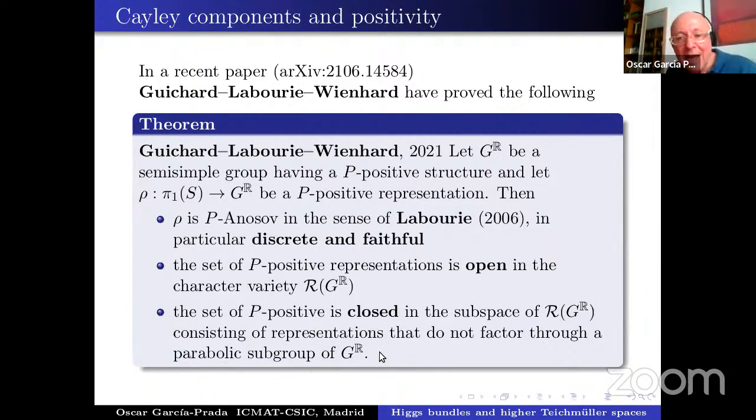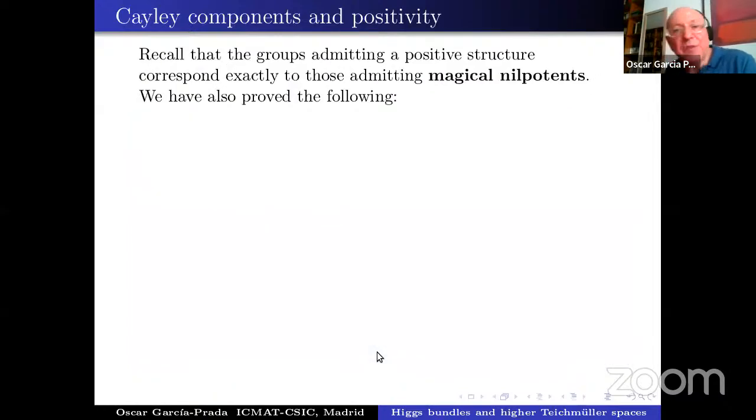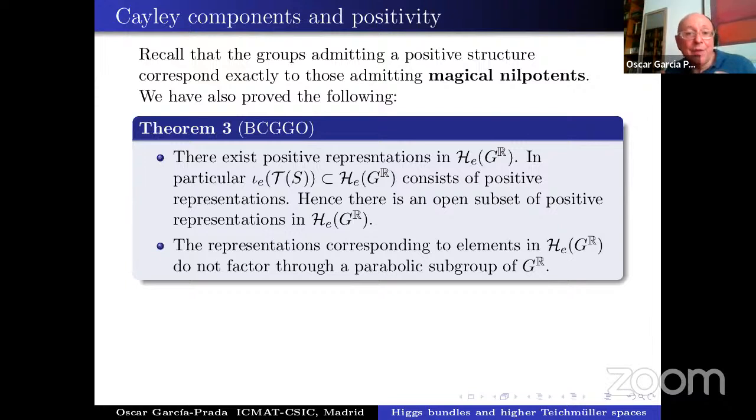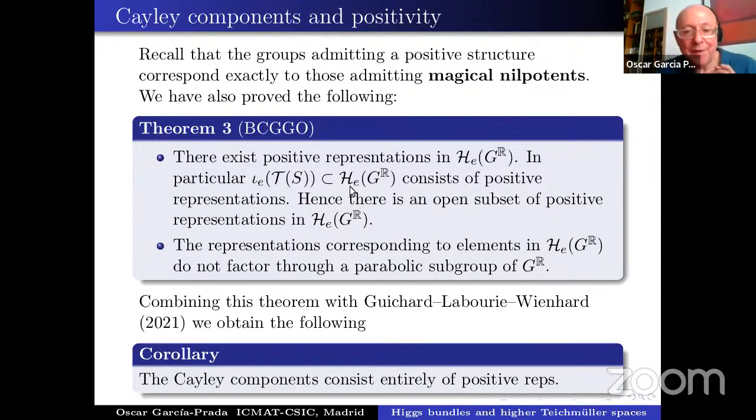They proved that it was closed in the subvariety of representations that do not factor through a parabolic subgroup. But that was enough for us to conclude the following, because in our paper we had proof that these components that we had had that property. So we proved that, in fact, there was some subset of representations that are positive. Therefore, by openness, there is an open set. And then we prove that our representations there do not factor through a parabolic by using Higgs bundle techniques. And therefore, the conclusion is that the Cayley components consist entirely of positive representations and therefore are just higher Teichmüller spaces.